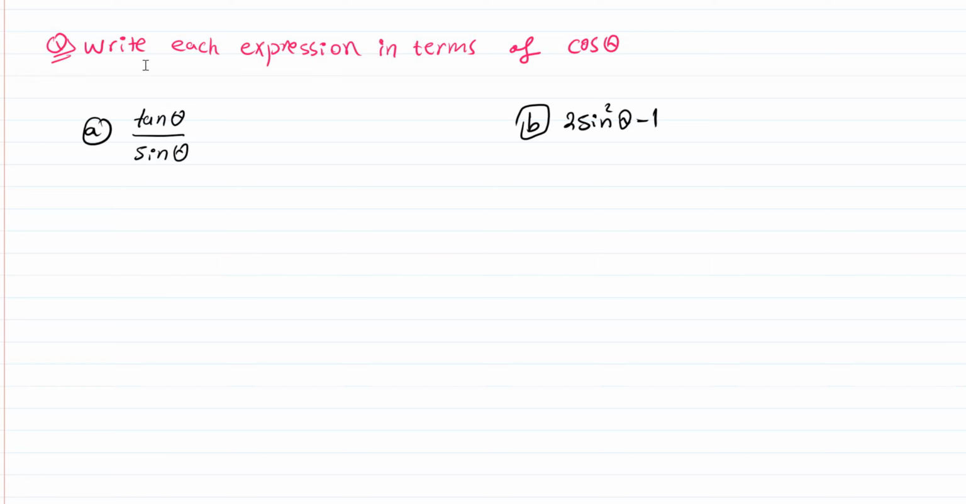Okay, students, the second style in this section is the question saying write down each expression in terms of cosine, or in terms of sine, or in terms of tan. What does that mean? Let's change the color. The question is saying write each expression in terms of, let's say, cosine.